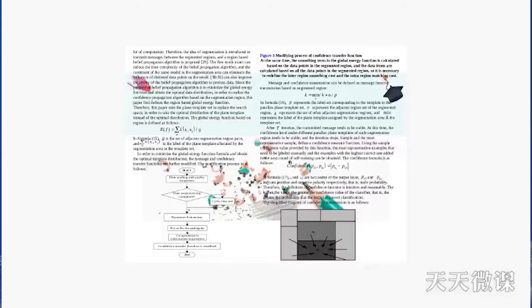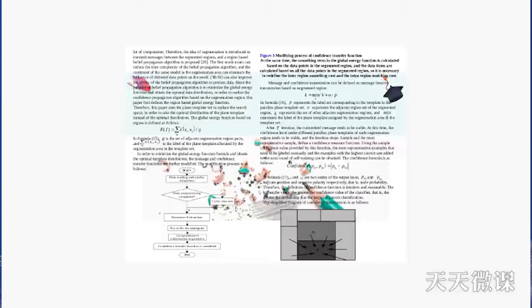In formula 16, P represents the label set corresponding to the template in the parallax plane template set. O represents the adjacent region set of the segmented region. K represents the set of other adjacent segmentation regions. And min represents the label of the plane template assigned by the segmentation area in the template set. After T iterations, the transmitted message tends to be stable.